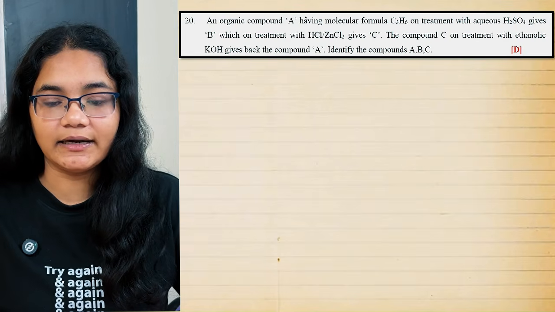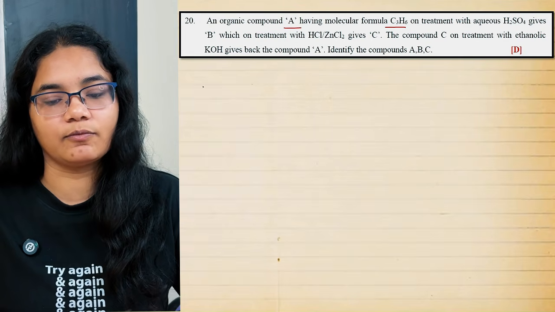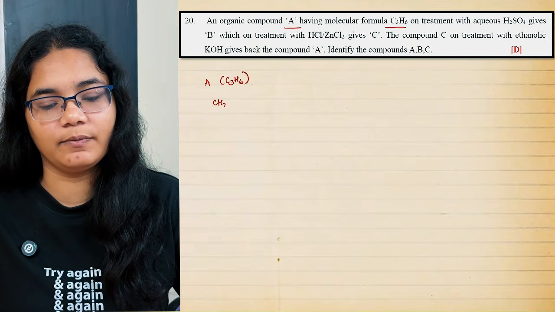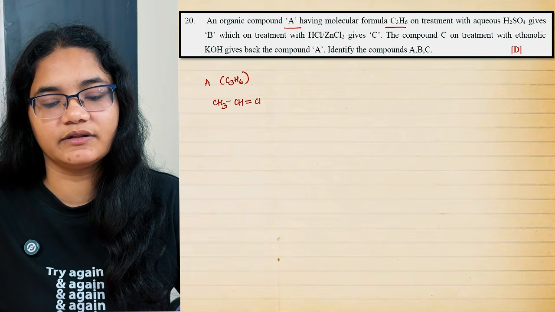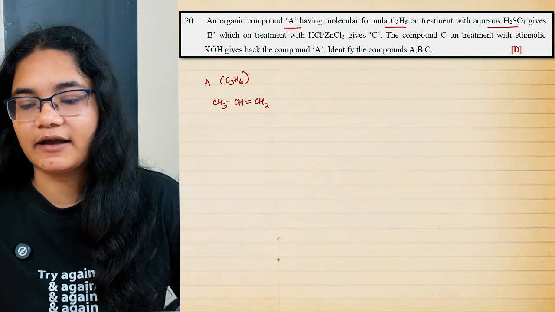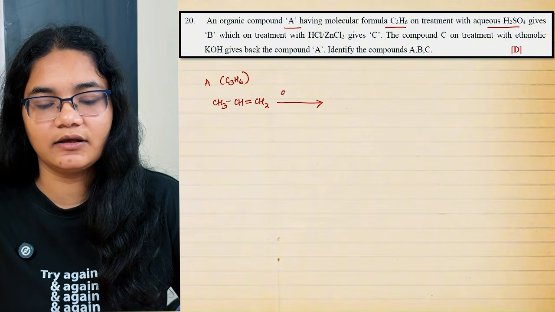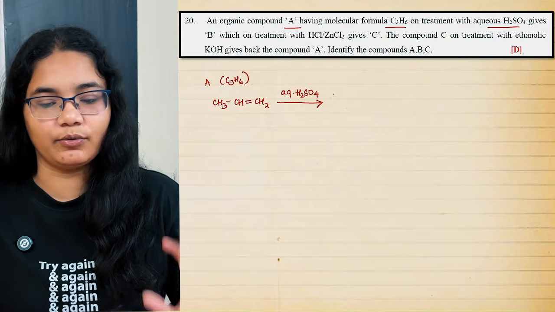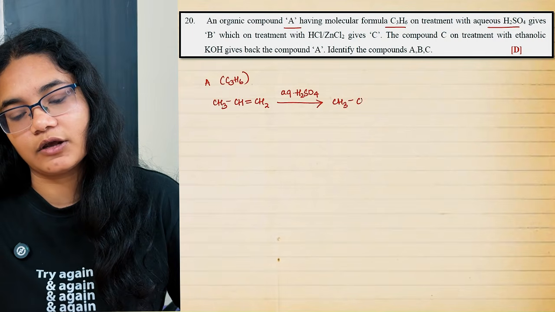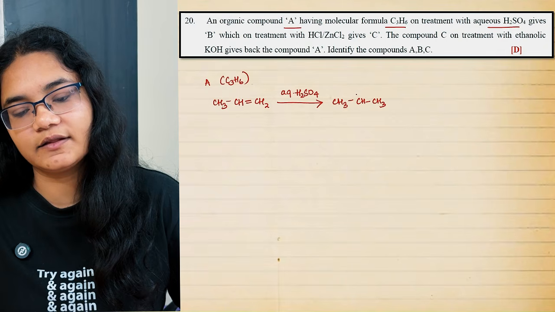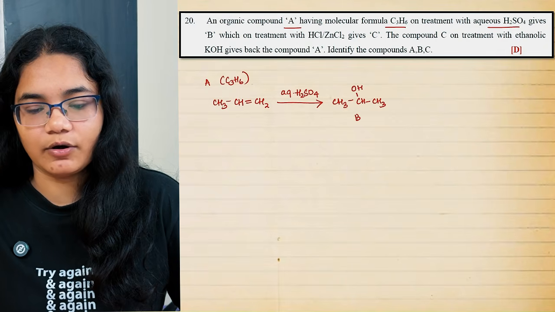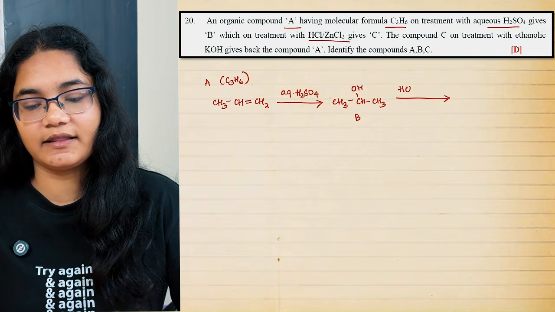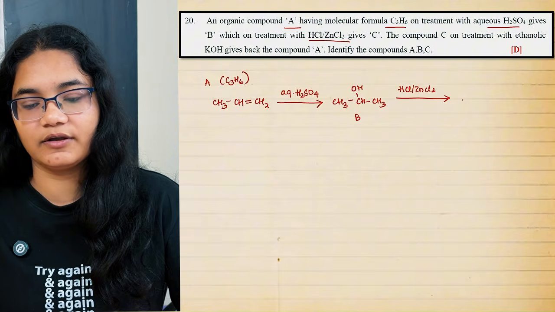Next, we'll see question number 20. An organic compound A having molecular formula C3H6. Again, we have C3H6 here, which means it has to be propene. There is no other structure possible with this particular formula. On treatment with aqueous H2SO4, meaning water in acidic medium, H and OH will be added, following Markovnikov's rule. So I have this particular structure, which gives B, which on treatment with HCl and ZnCl2 gives compound C.